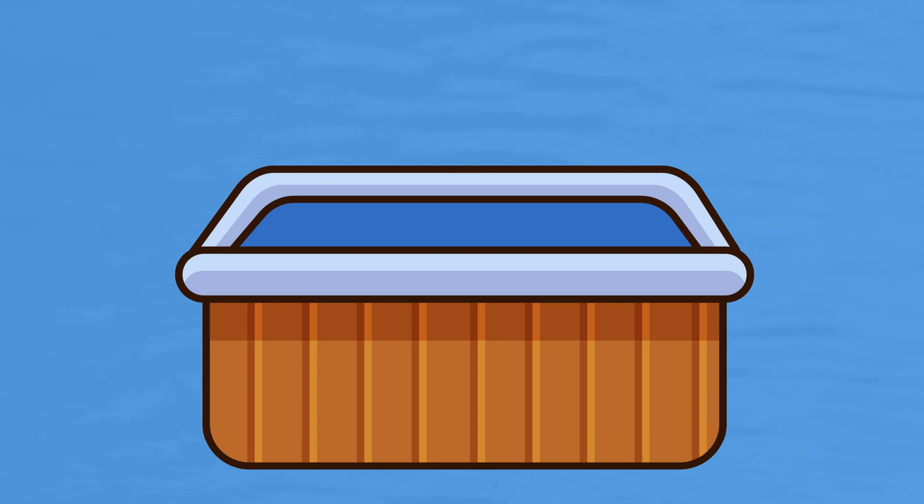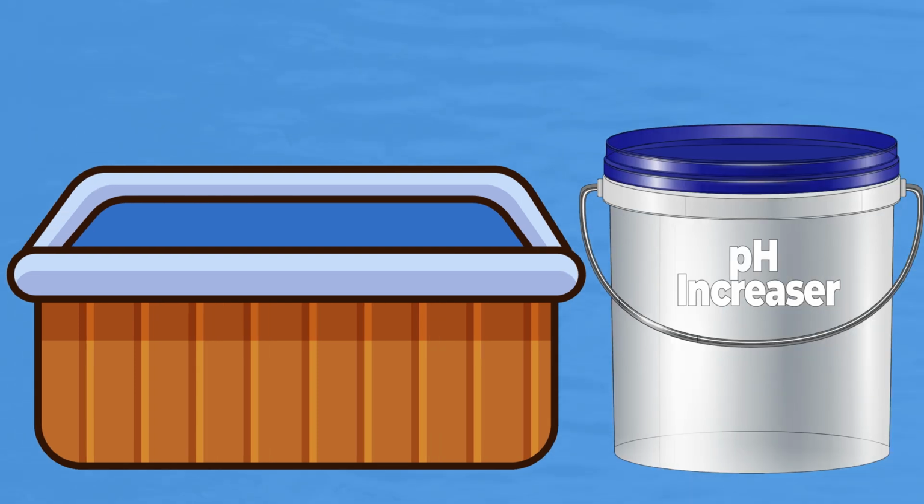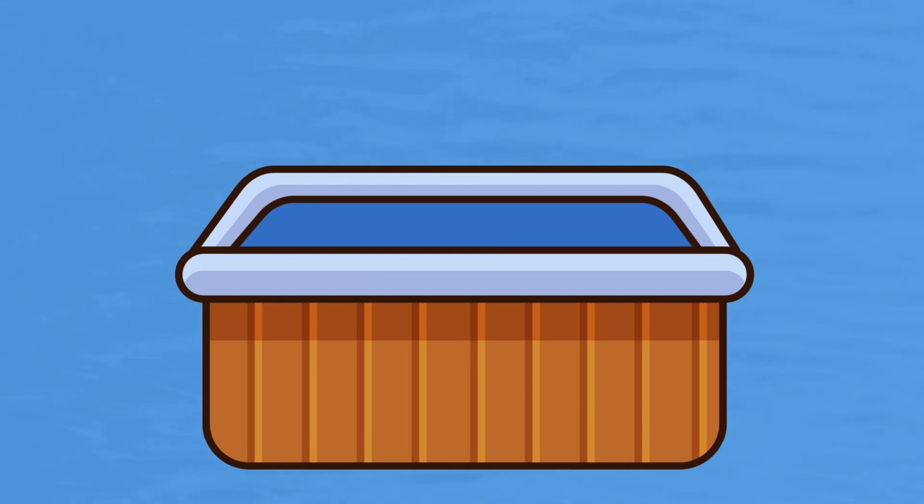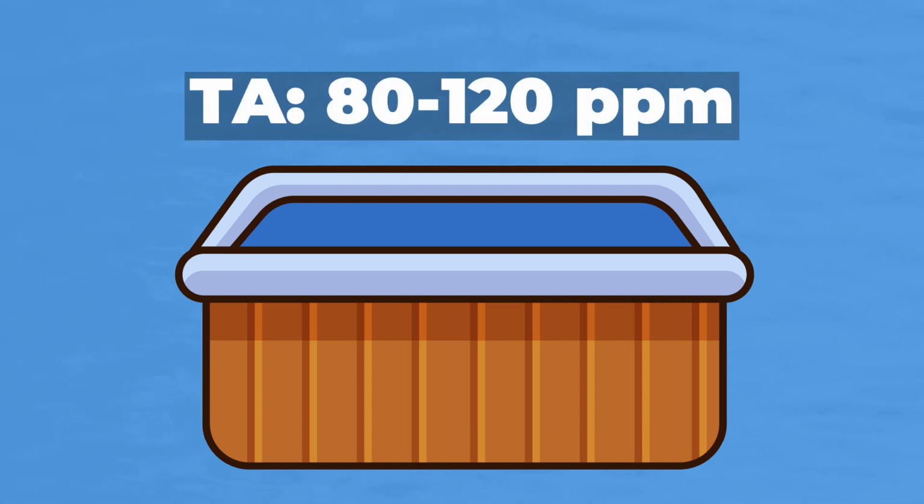If the pH is too low, you can add some pH increaser. If the pH is within the normal range, give yourself a pat on the back and enjoy your hot tub. Remember to check the total alkalinity levels too, ensuring it's within the 80 to 120 ppm range.